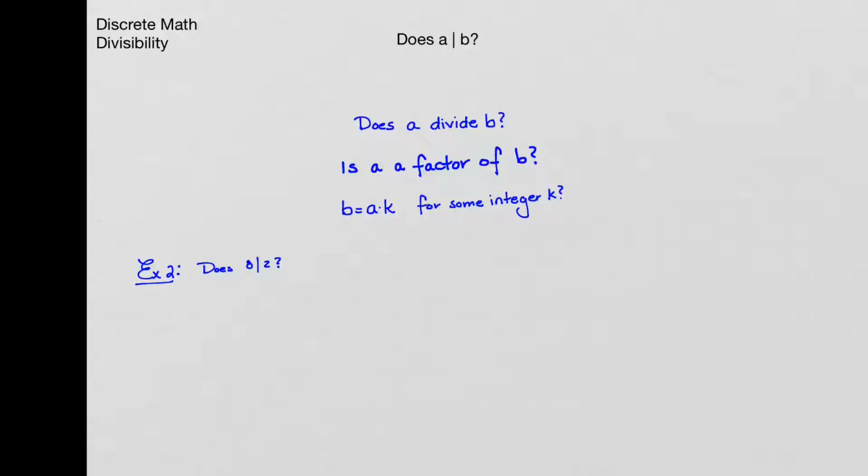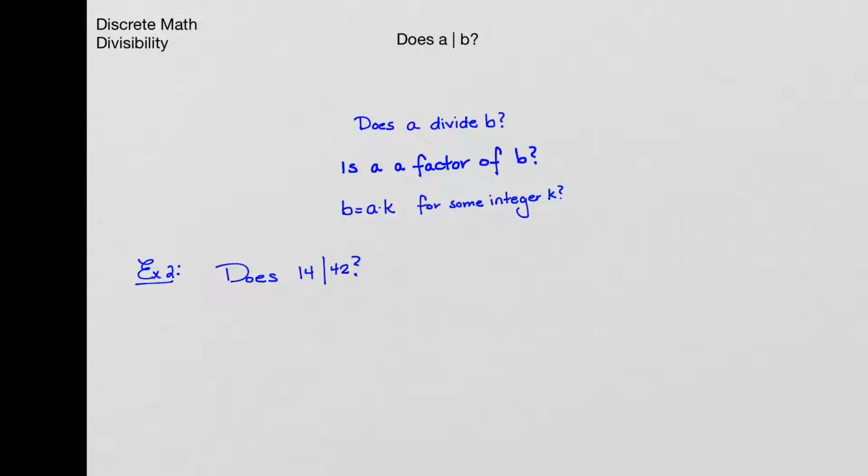So of course it does not, because we can't say that 2 is equal to 8 times k for some integer k. Solve for k. Just like in the last problem, we get k equals a fraction, 1 over 4. So the answer to this one is no as well.